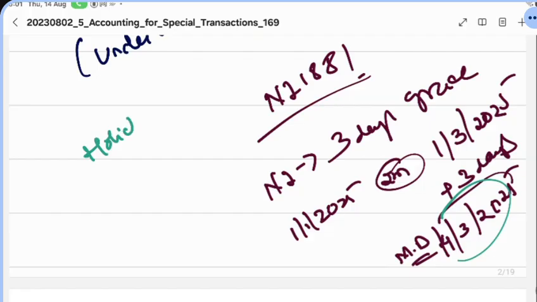Now the question arises: after adding all these days, whatever maturity date comes, what happens if it is a holiday? The bank is on holiday that day. What to do? The question is whether it is a planned holiday or an unplanned holiday. For example, if tomorrow banks will be closed, we were aware of it. It is a planned holiday.